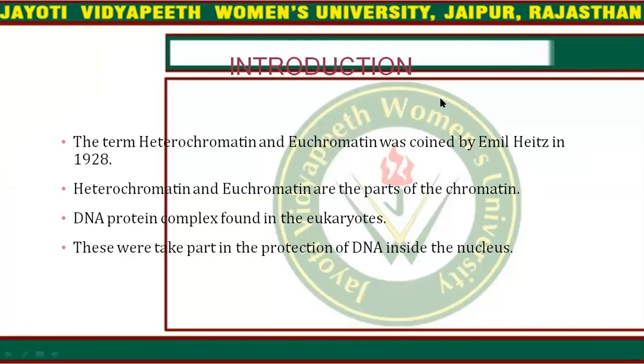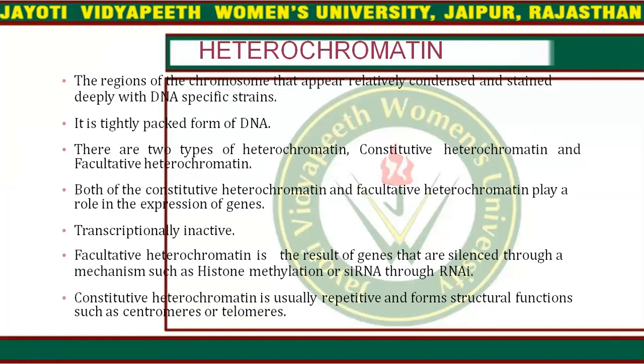The terms heterochromatin and euchromatin were coined by Emil Heitz in 1928. Heterochromatin and euchromatin are parts of the chromatin DNA protein complex found in eukaryotes, as I told you in my previous session, and they take part in the protection of DNA inside the nucleus. Now coming to heterochromatin, it is the region of the chromosome that appears relatively condensed and stained deeply or dark with DNA specific stains.